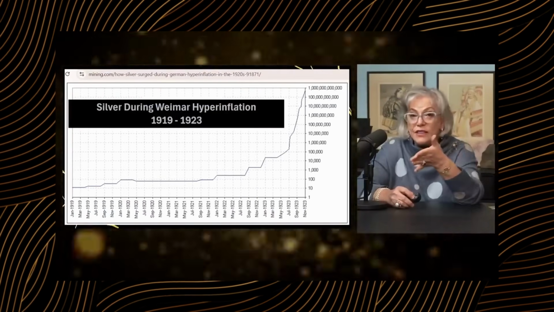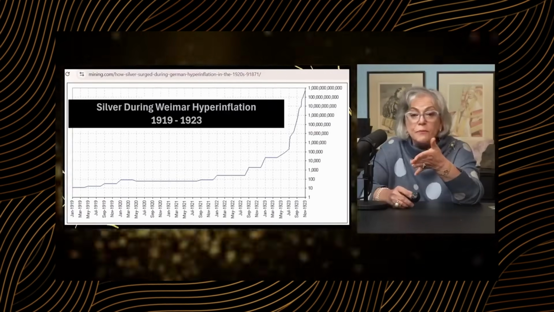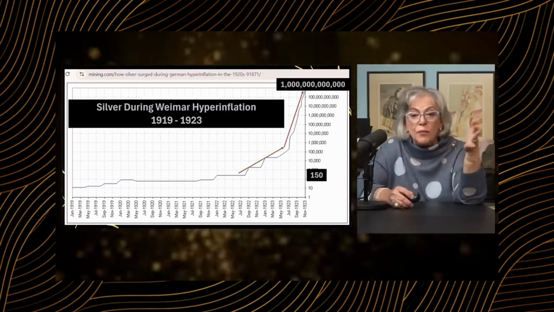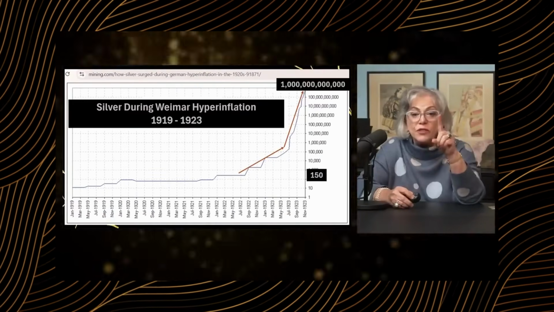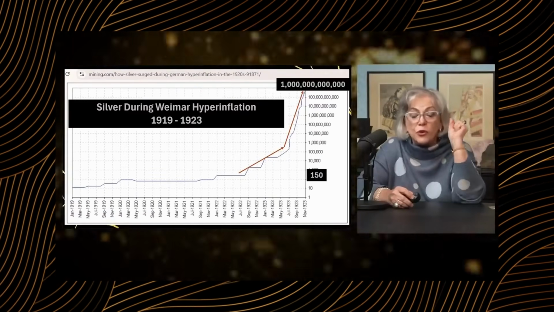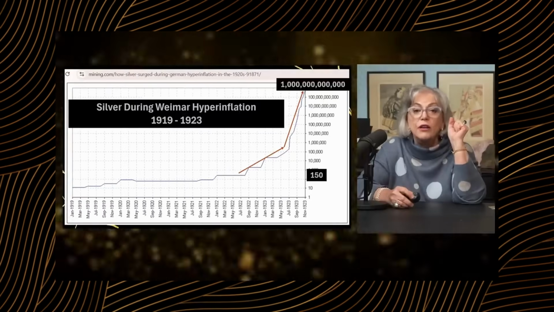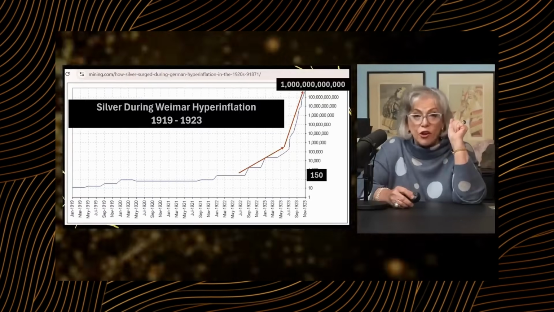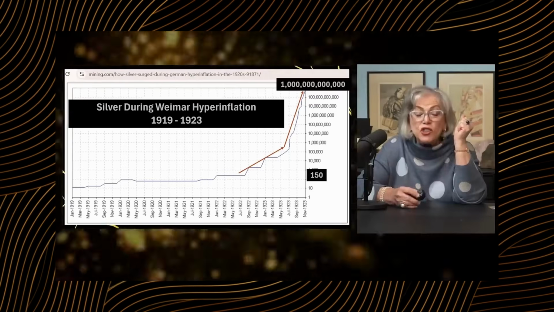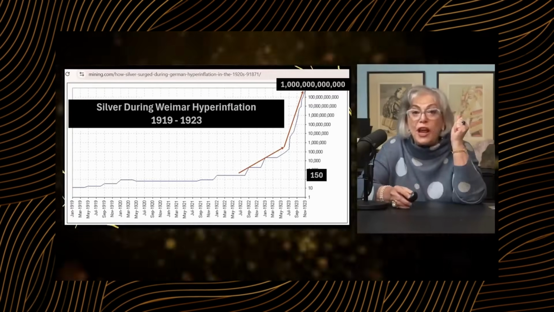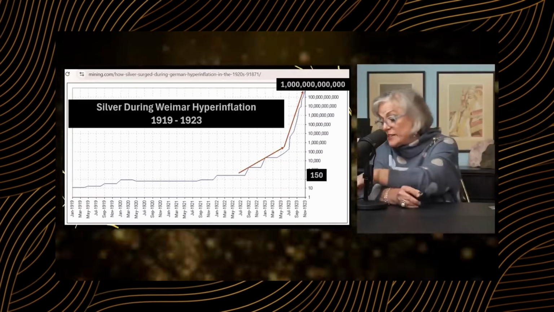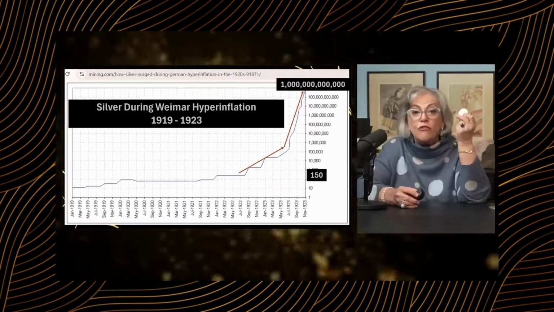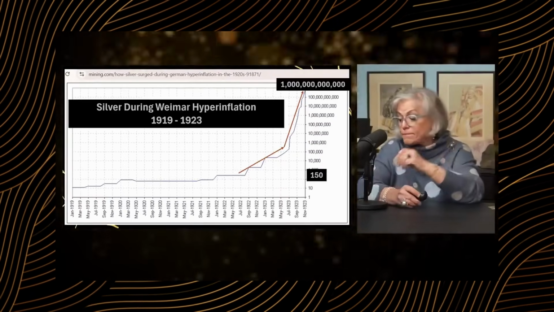So this is 1919 and 1923. And it went from about 150 marks to an ounce to, let's see, hundreds, thousands, millions, billions, a trillion marks per ounce of silver. So it definitely enabled you to continue to buy food and whatever else you needed on a day-to-day basis. And it's why I like silver for barterability.